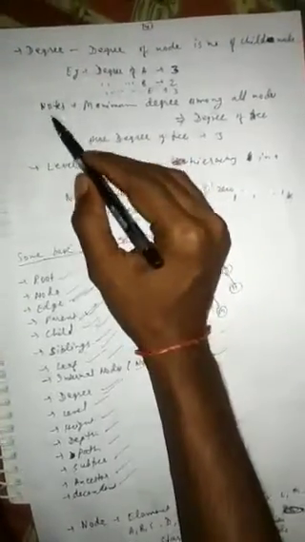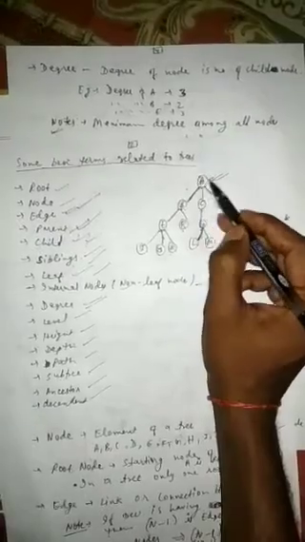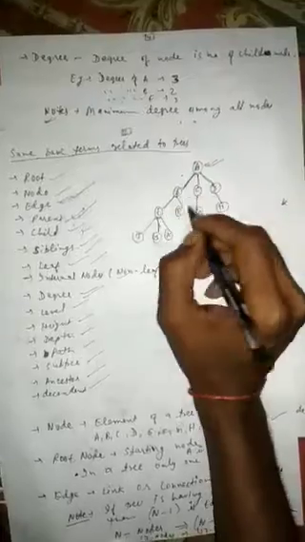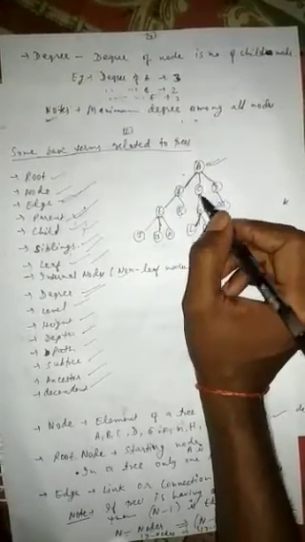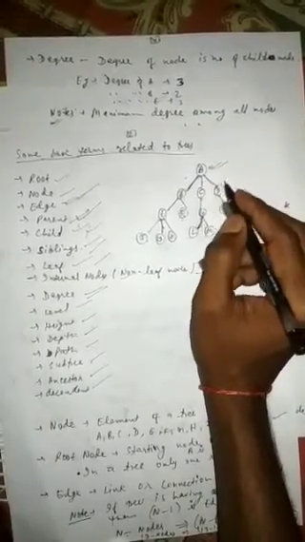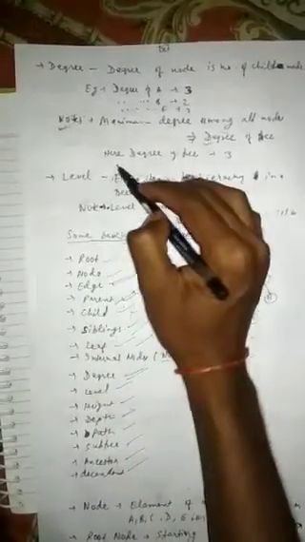Here is one important note: the maximum degree among all nodes is equal to the degree of the tree. It means when we look at the degrees of all nodes, the maximum degree is known as the degree of the tree. So here the degree of the tree is 3.